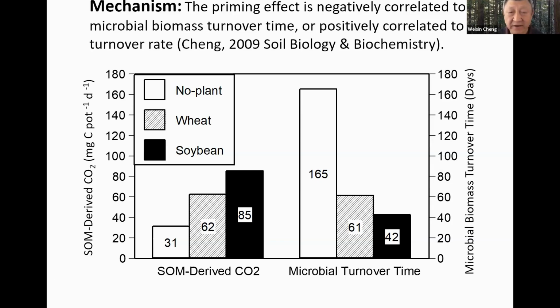So without planting, the no plant control here, on average, the microbial biomass turns over one time in about 165 days. Okay, almost half a year, 6 months. When we have wheat growing in the soil, the microbial biomass turnover time gets to 61 days, 2 months roughly. So in other words, it takes 2 months for the microbial biomass to grow and die once. When you have soybeans, that time dropped to 42 days, a little less than 1.5 months. So basically you see the two indicating the faster the microbial turnover rate, the higher the priming effect on soil organic matter decomposition.